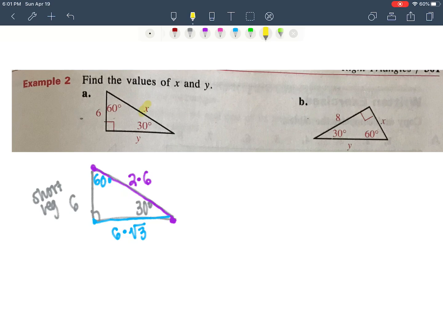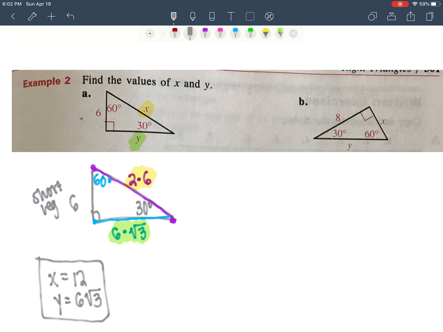So x is the hypotenuse. That's going to be 2 times 6, which is 12. And y is going to be the short leg, which is 6, times the square root of 3. So x equals 12, and y equals 6 times the square root of 3. Okay, so let's try another.